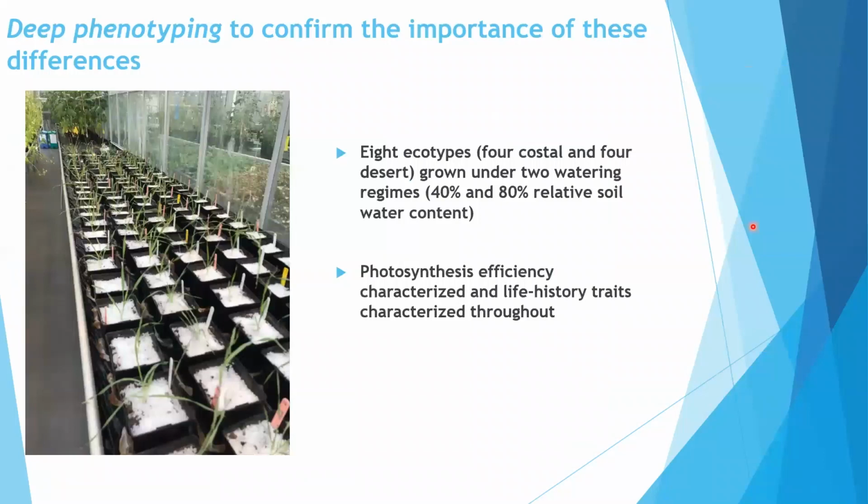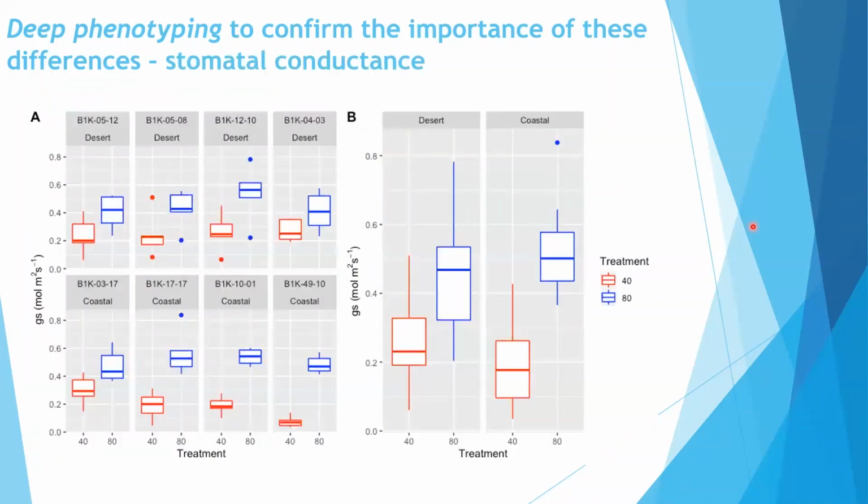We did these experiments with different varieties, 4 from the coast and 4 from the east, and we grew them under different watering regimes. Some we allowed to constantly have 40% of the soil soaked, and some we allowed to have 80% of the soil soaked. We assessed photosynthetic efficiency and life history traits throughout their life cycle. And we saw, again, similar results, but allowing us to tease the differences out a little bit better.